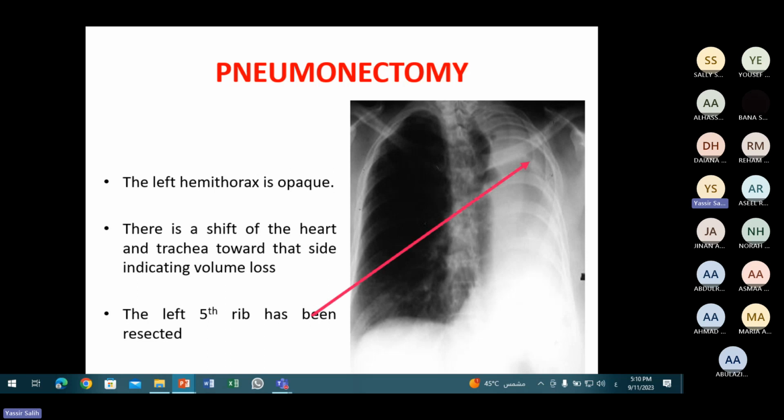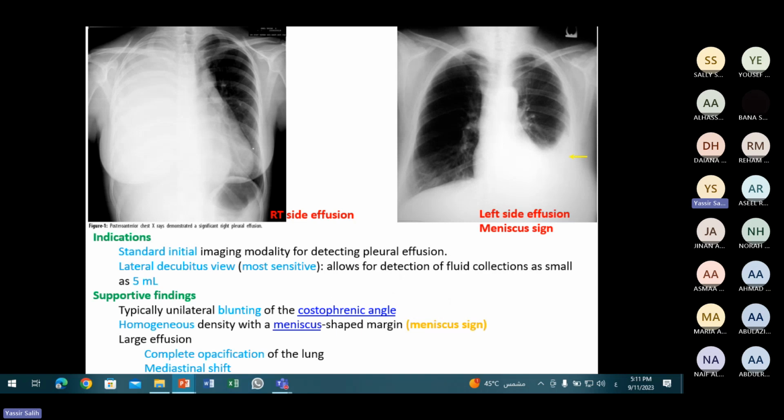It is not pneumonia. It is not collapse. Why did we say this is pneumonectomy? In addition to opacification of the left hemithorax, there is a shifting of mediastinum and decreased lung volume, and there is evidence of surgery, which is the absence of rib number 5. This is a pneumonectomy case. This is another cause of opacification of one side. The right side is opacified.